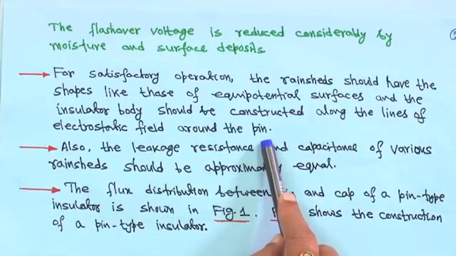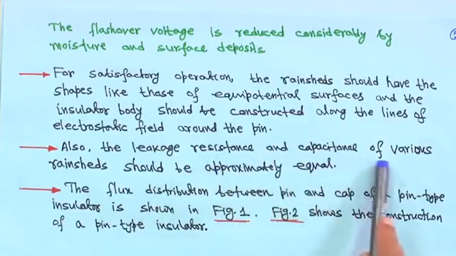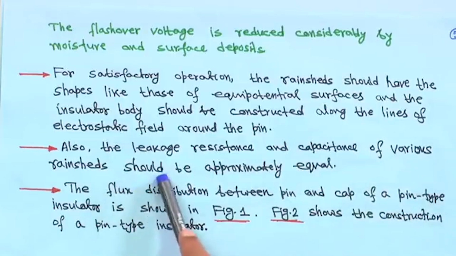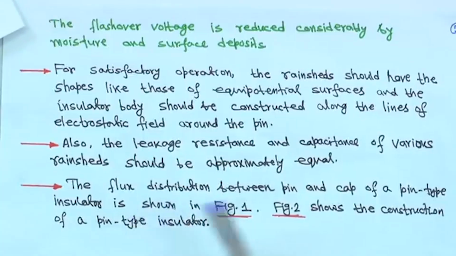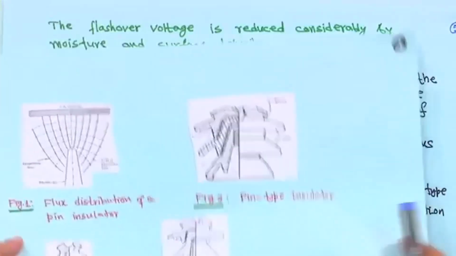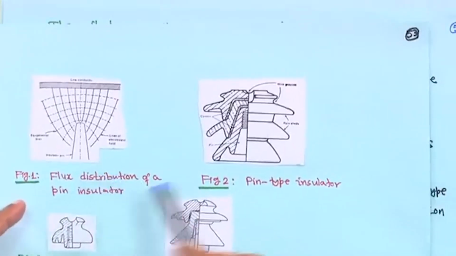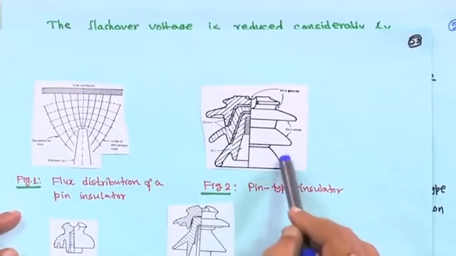I will come to that. Around the pin means pin insulator, right. Also, the leakage resistance and capacitance of various rain sets should be approximately equal. So, the flux distribution, all these things. Now, actually before coming to figure 1, this is actually figure 2, I will come to that.